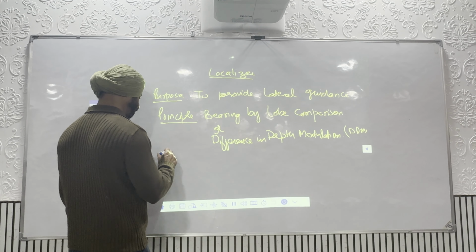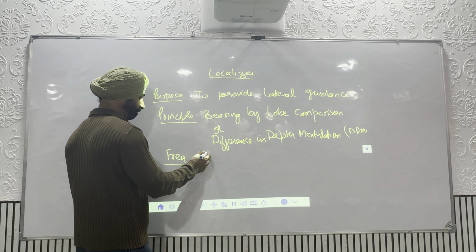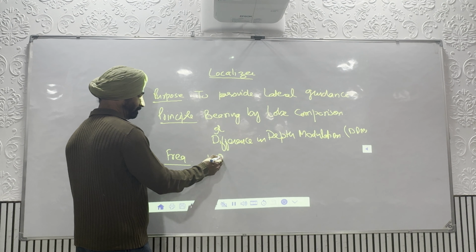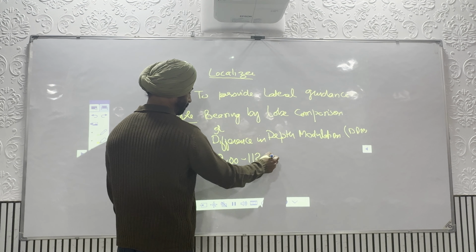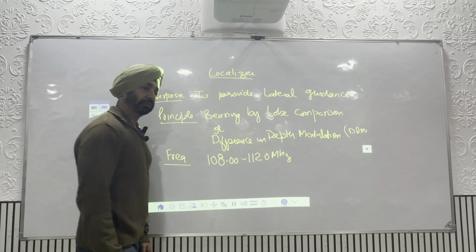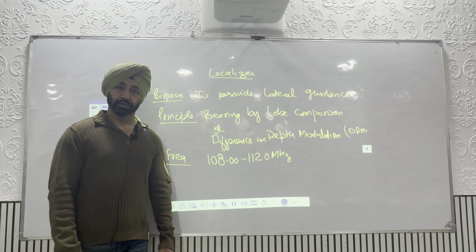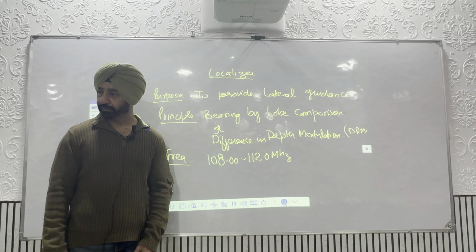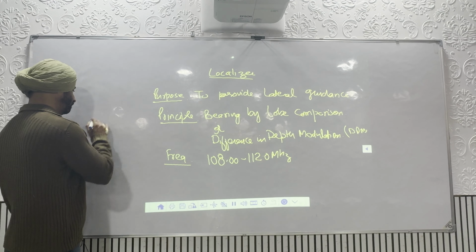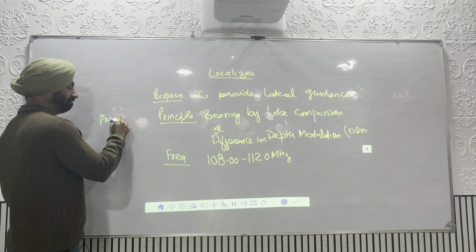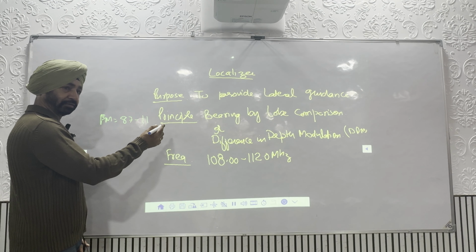Now frequency wise, it transmits from 108 to 112 megahertz. Just for your knowledge, we have something called FM radio which we listen to. So FM normally plays from what to what? Yesterday we discussed your FM works from roughly 87 and it goes up to 107 point something.